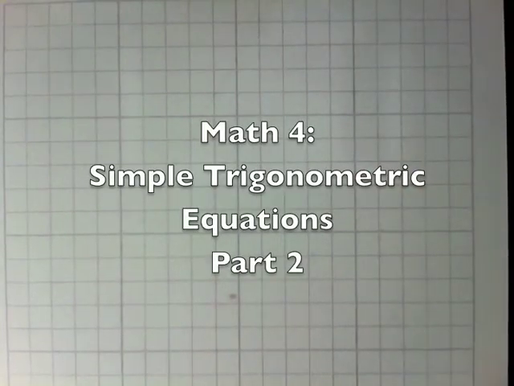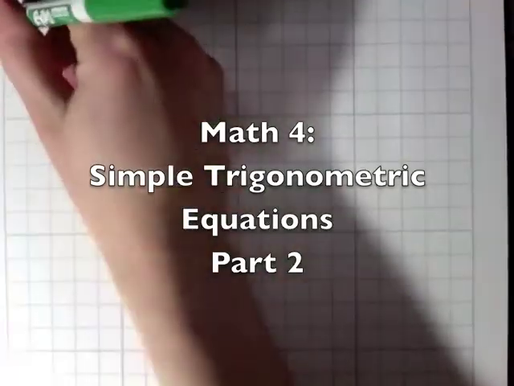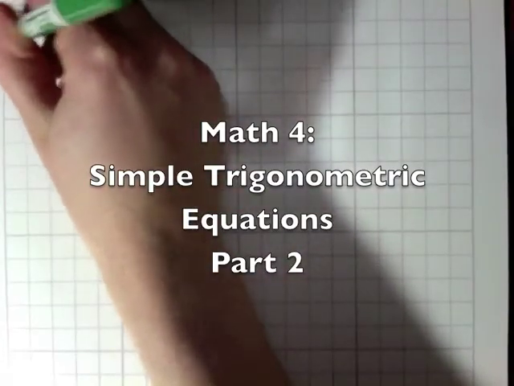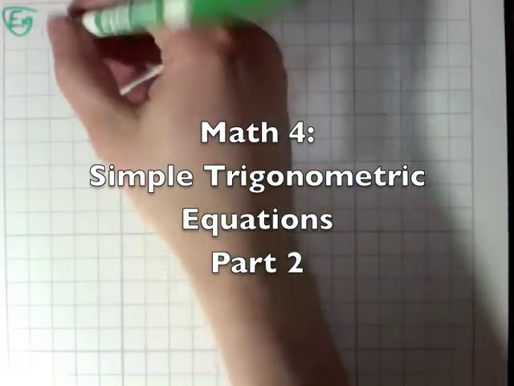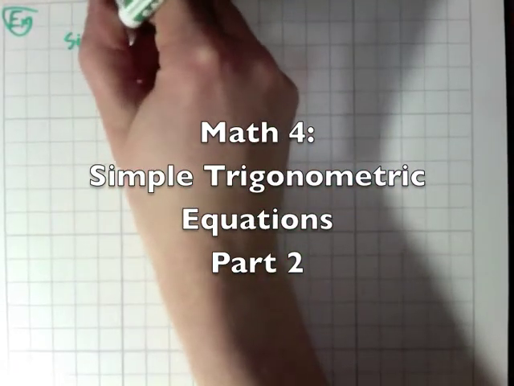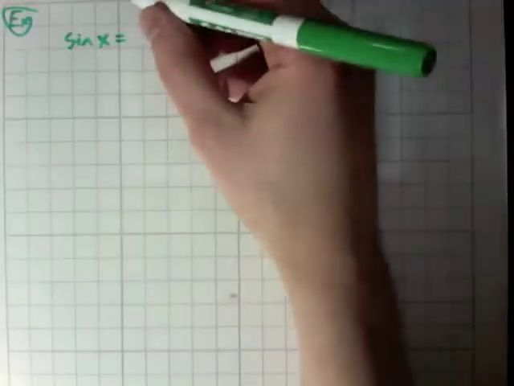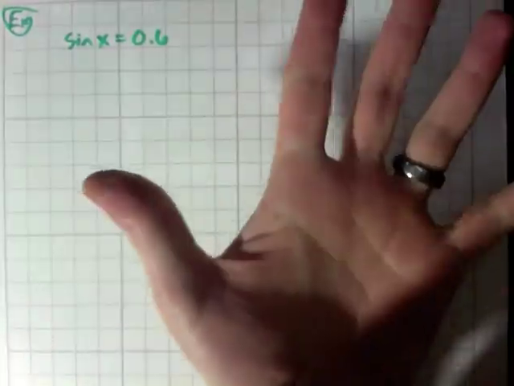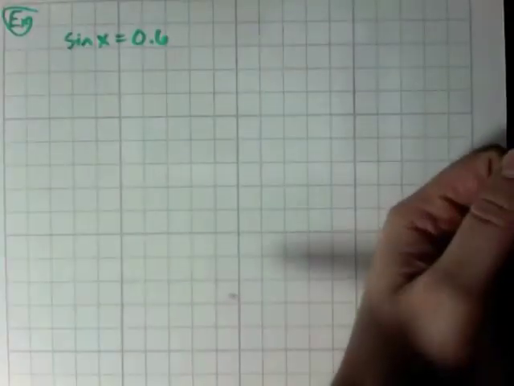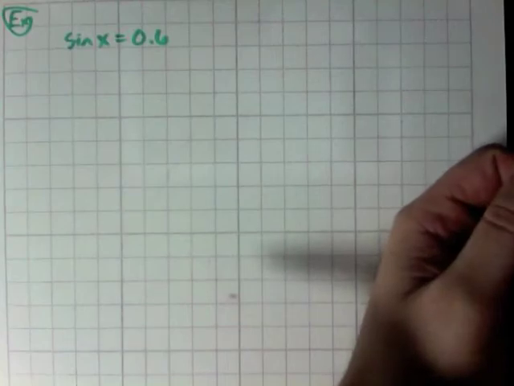Alright, so welcome back. We're looking at this next example when we're solving simple trigonometric equations, and this is very similar to the last one. But what happens if I wanted to solve the equation for, say, sine x equals 0.6? And I don't know a ratio of 0.6 using my hand trick. Let's see, 0.6 would be 6/10 or 3/5.